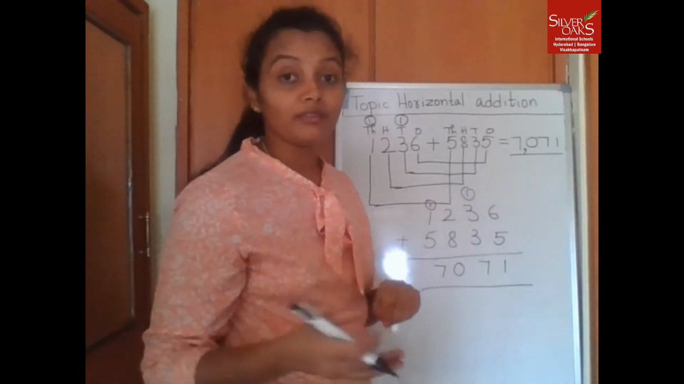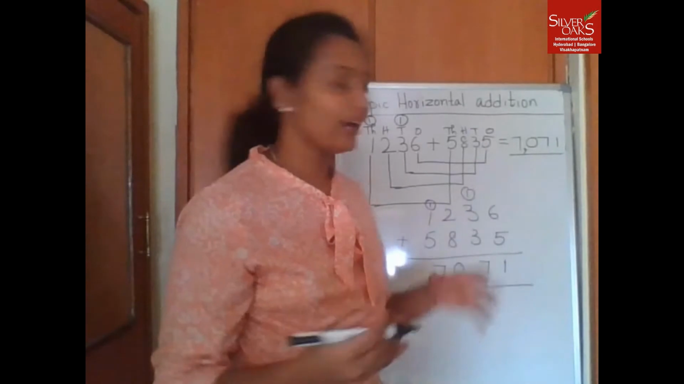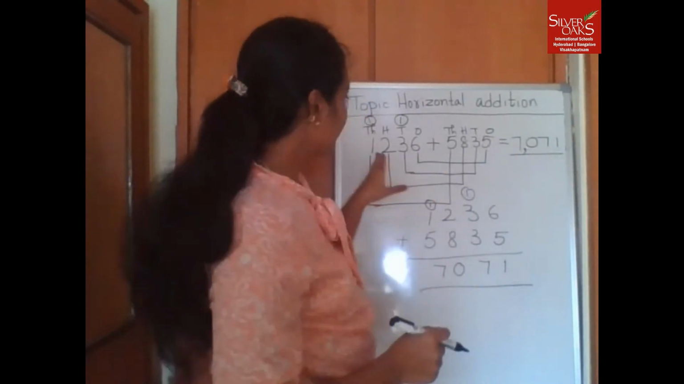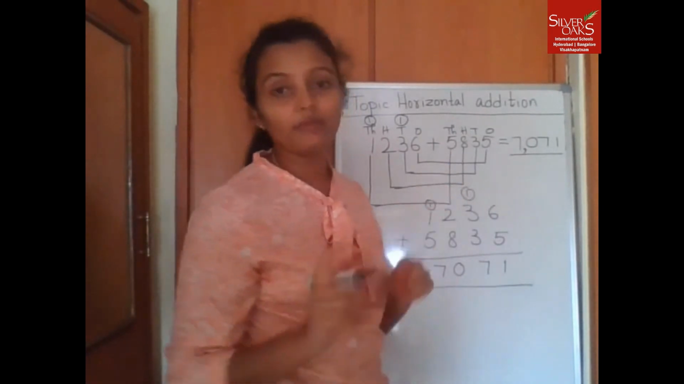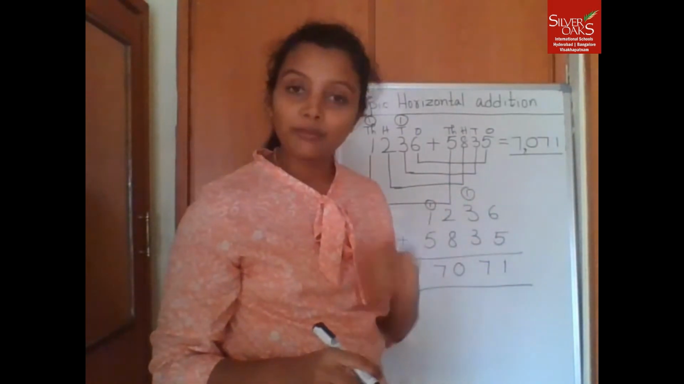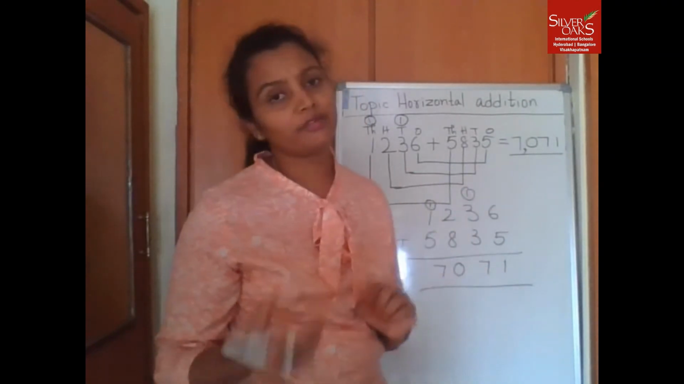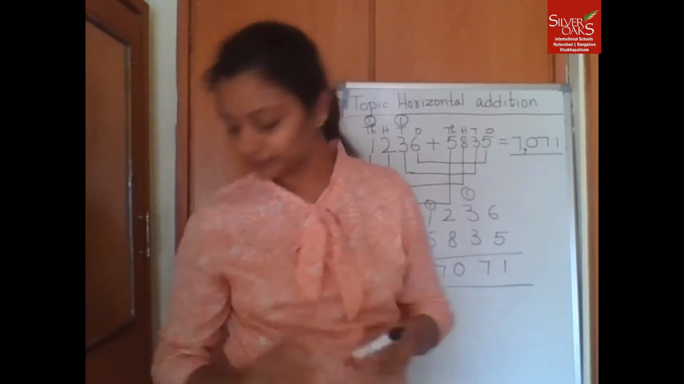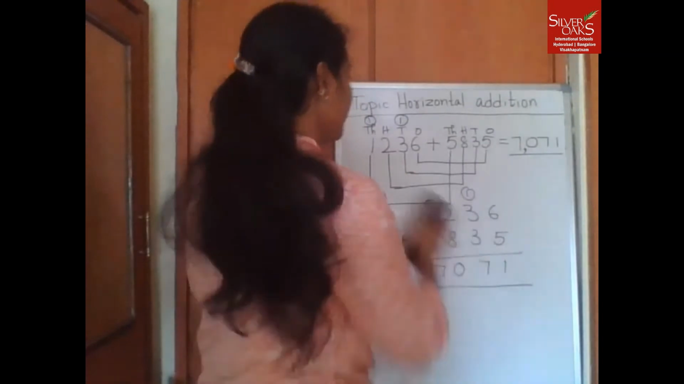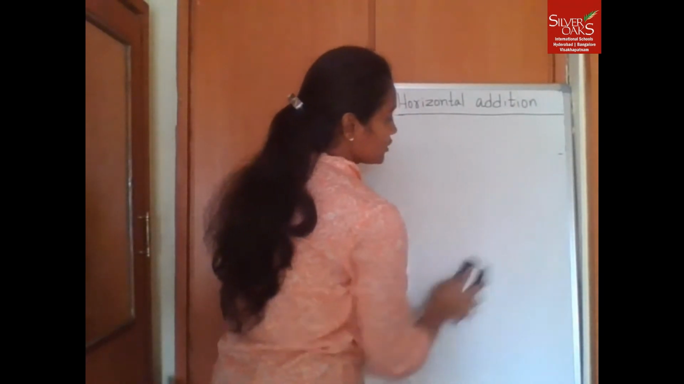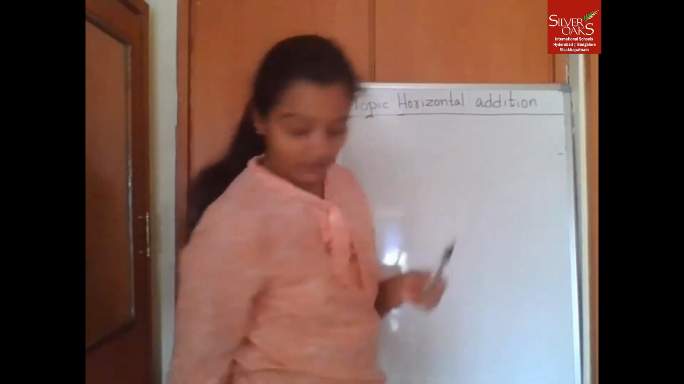Now you are in grade 2, so you can do horizontal addition now. Here both the numbers have an equal number of digits. Now let me take another example where the numbers have different numbers of digits. So here is my second example.